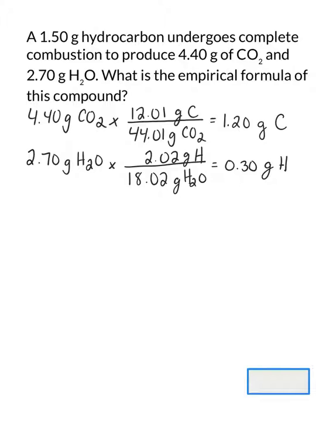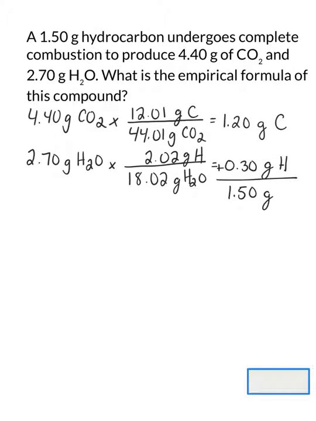Now when you look at these two masses, if we were to add them together, so 1.20 plus 0.30, we end up getting 1.50 grams. And you'll notice that that is the exact same as our original amount of hydrocarbon. This is good. It means that the amount of carbon and hydrogen we have adds up to our total compound. We're not missing anything here. So we can move on to our second step, which is going to be to find the number of moles.